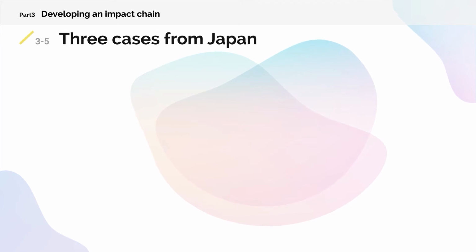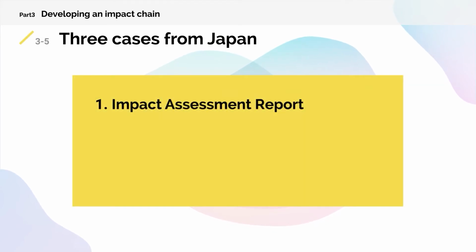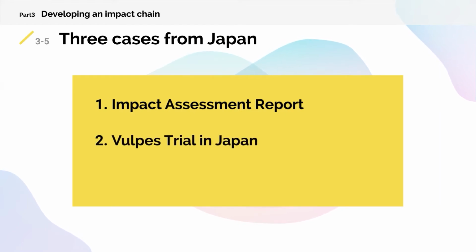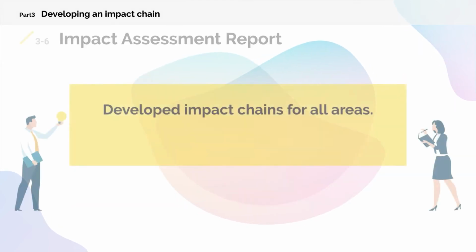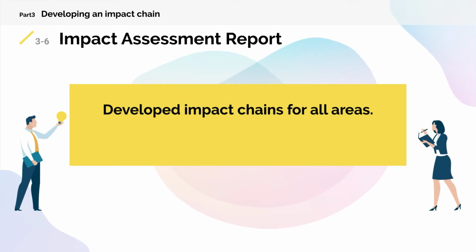Here we will introduce case studies from Japan on impact chains. The first shows impact chains in an impact assessment report. The second covers VULU-PES, a system used to calculate vulnerability indexes from impact chains. The third is a technical cooperation project to transfer VULU-PES to researchers in Indonesia. The Japanese impact assessment report describes the development of impact chains for all sectors, although in a format different from that used in the sourcebook.